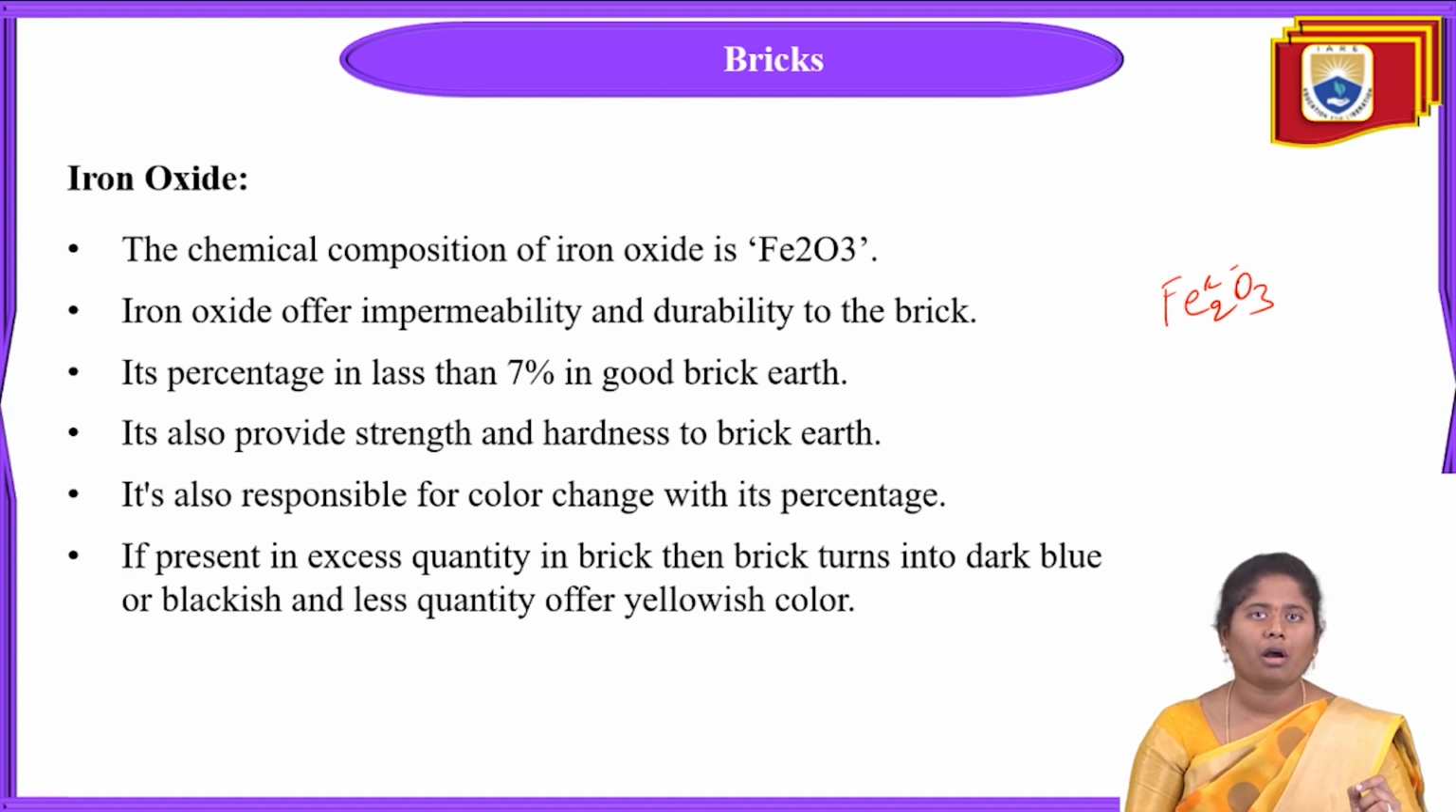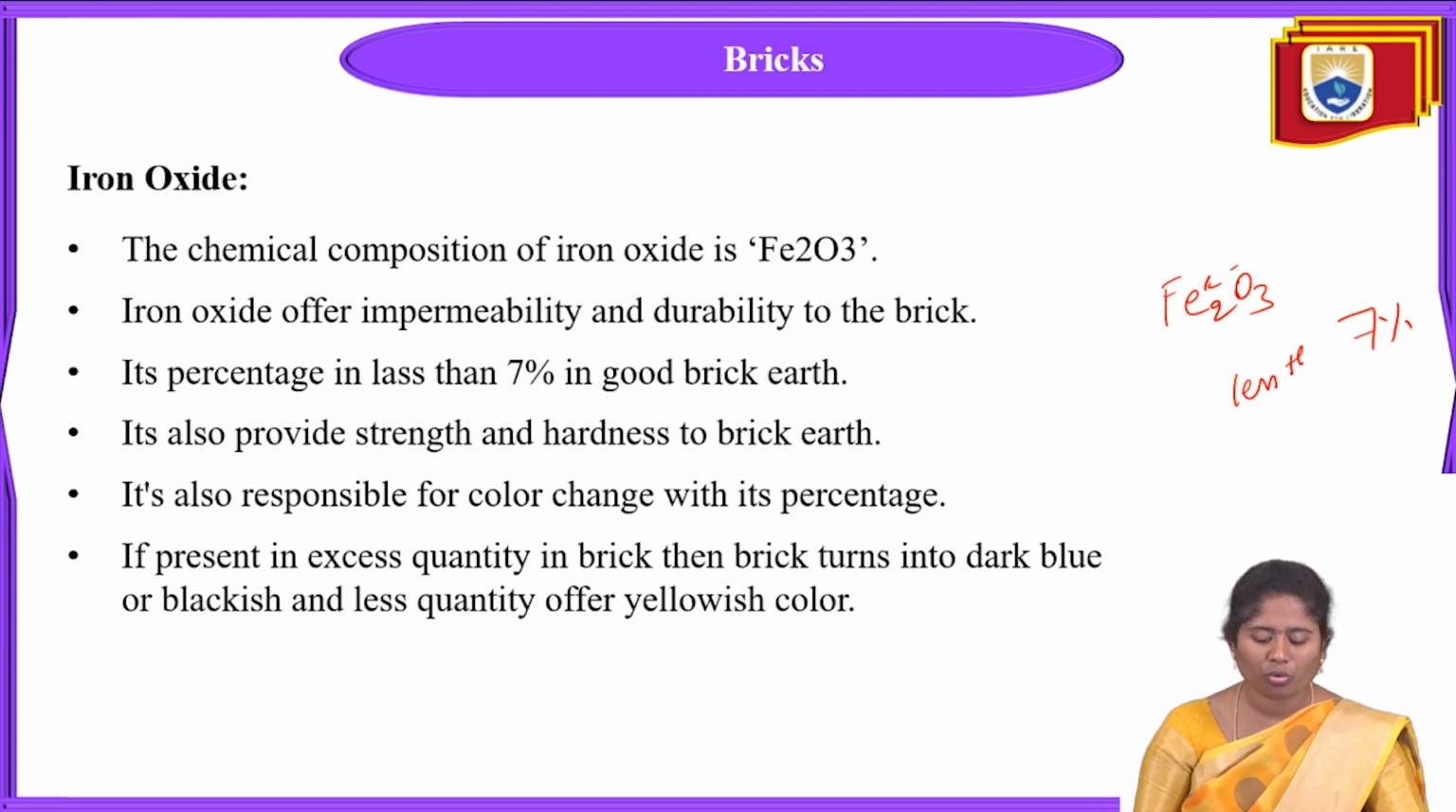Mainly, what amount are we going to add in the brick? It will be less than 7% only. Less than 7% we are going to add. It also provides strength and hardness to the good brick. It is also responsible for the color change with its percentage. If we add an excess amount of iron oxide, it will directly change its color.